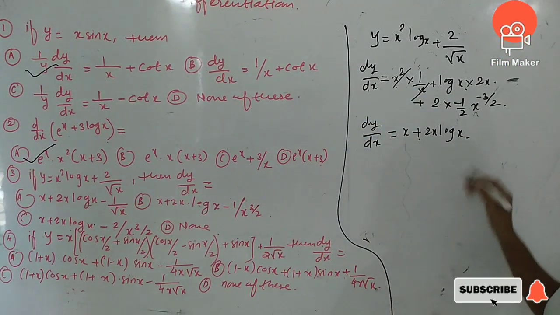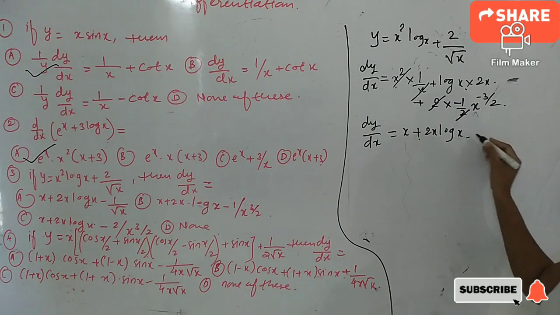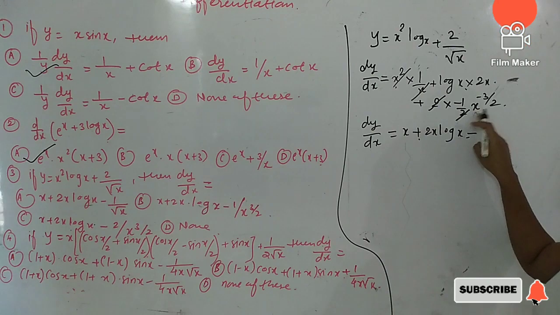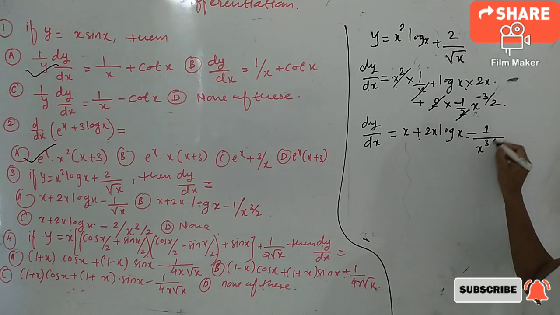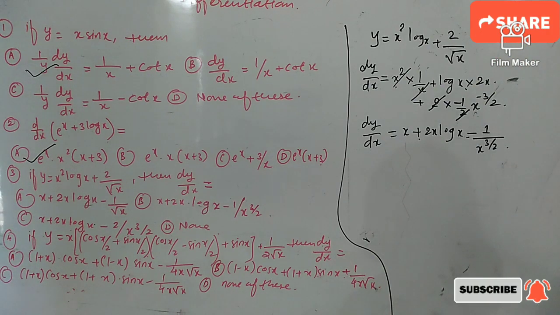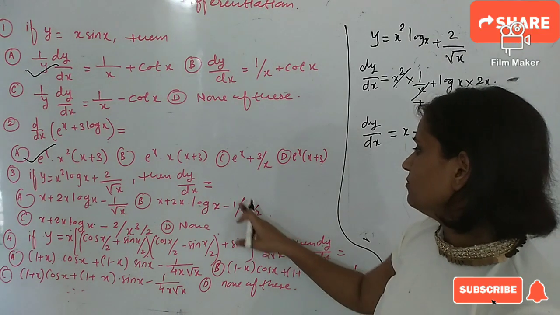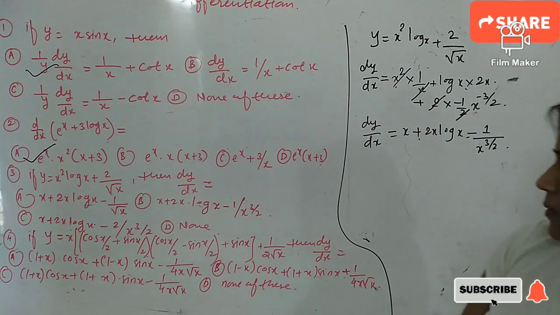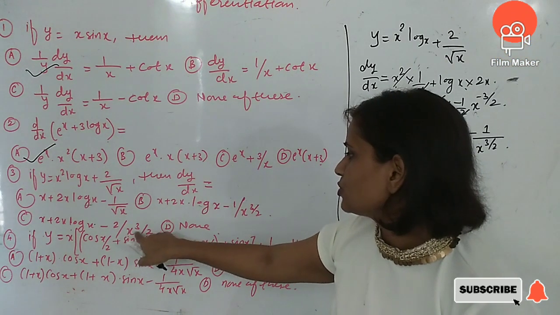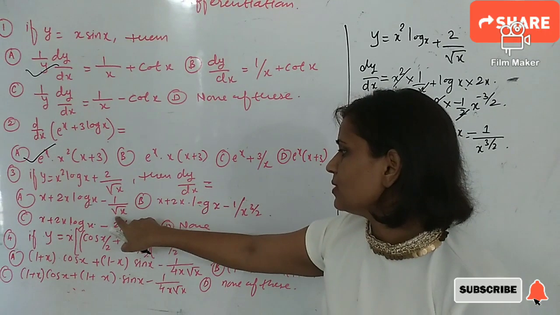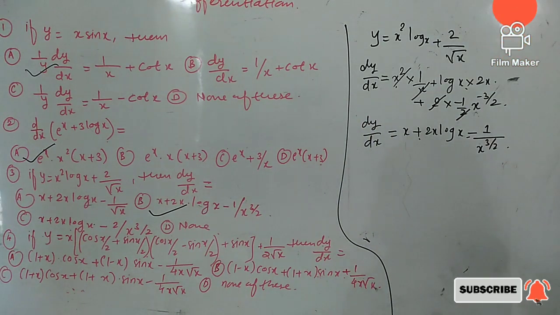So we have to go with the third value, and in the third value this 2 gets cancelled, plus and minus gives minus, and I can write this x to the power minus 3 by 2 in positive form. So I can write this value as 1 upon x to the power 3 by 2. So the correct option is minus 1 upon x to the power 3 by 2, which is given in option B. This is also given as minus 2 upon x to the power 3 by 2, but the numerator here is minus 2, so this option is wrong. So the correct option is option B.